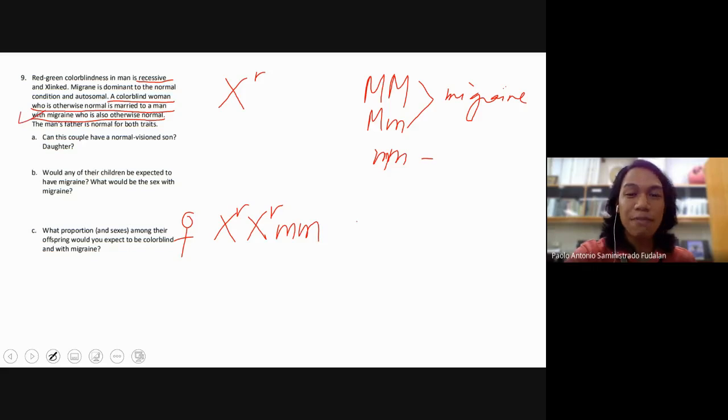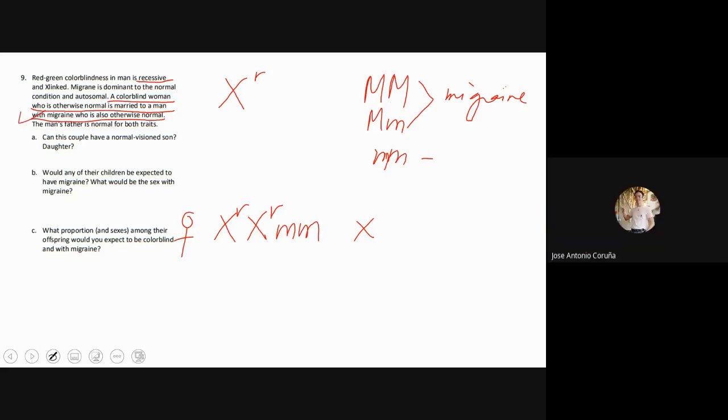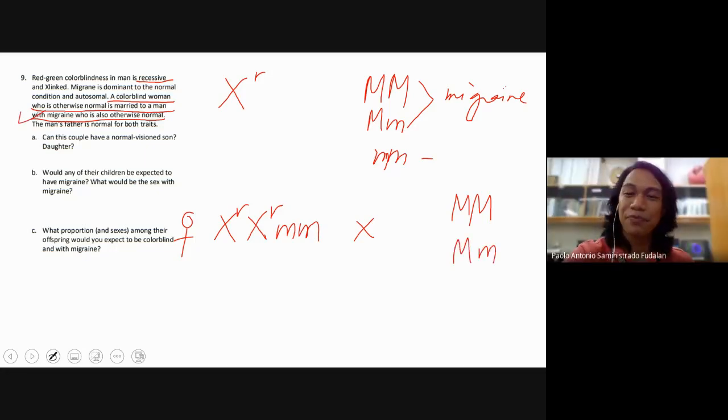Okay, she is married to a man with migraine. So the statement is reversed, but let's start with migraine. The man has migraine, meaning to say the man could either be big M, big M, or big M, small m. And then normal, meaning to say the man is not color blind. So what is the X chromosome of the man? Capital R. Capital R. Okay, so there.